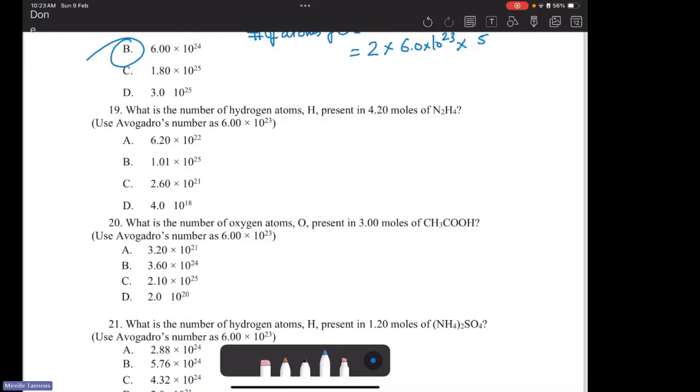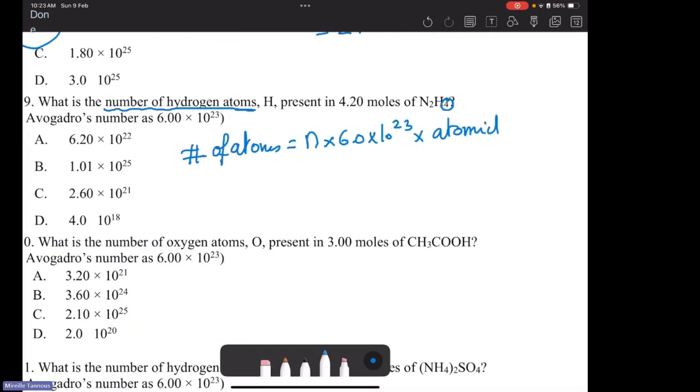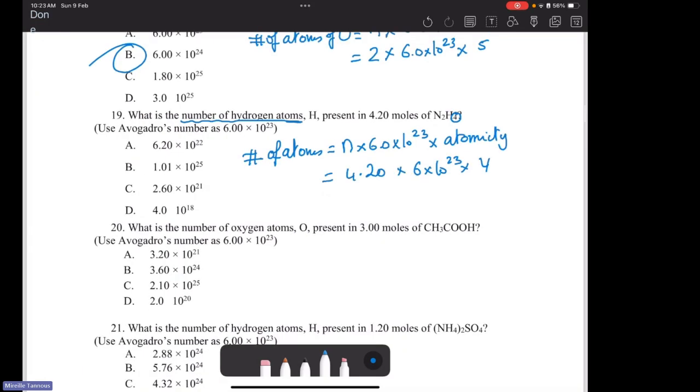Now, again, number of hydrogen atoms. The number of atoms of hydrogen is equal to the number of moles multiplied by Avogadro's number multiplied by the atomicity of hydrogen in this compound. So 4.20 moles times Avogadro times 4 because they only want hydrogen. They're not interested in nitrogen. If they said nitrogen, I would multiply by 2. If they said atoms in general, I would multiply by the total atomicity, which is 6.